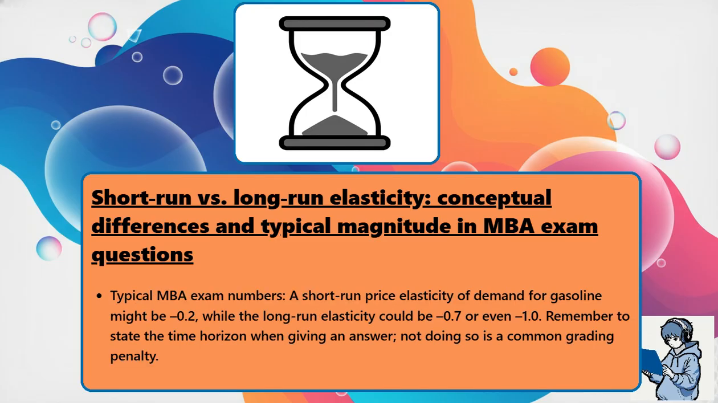Typical MBA exam numbers. A short-run price elasticity of demand for gasoline might be minus 0.2, while the long-run elasticity could be minus 0.7 or even minus 1.0. Remember to state the time horizon when giving an answer. Not doing so is a common grading penalty.